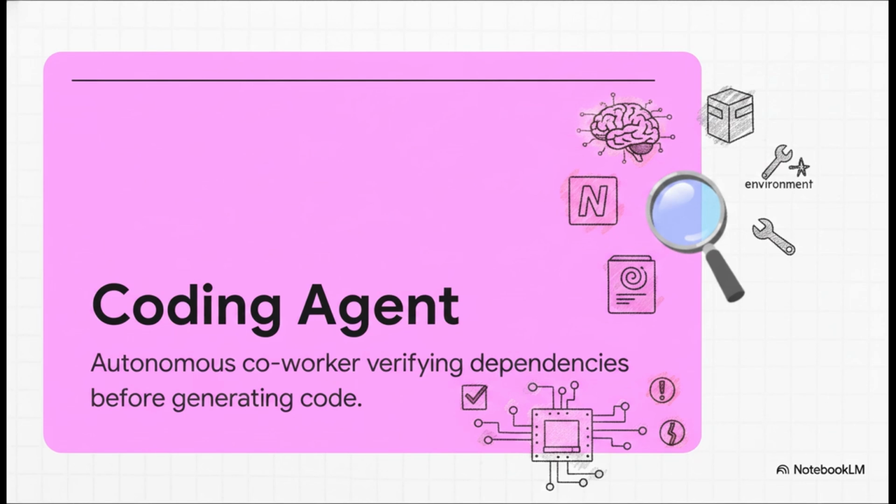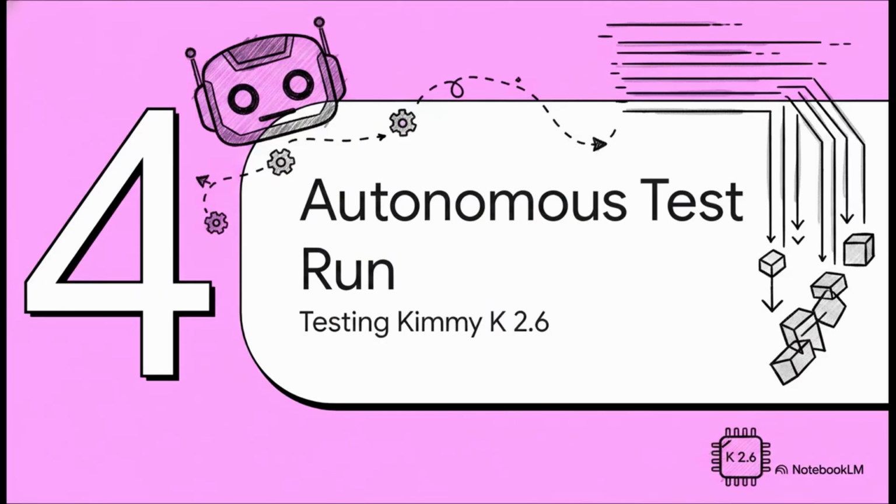Before it generates even a single line of code, it analyzes the task and actually verifies your system dependencies. It checks your environment to see if things like Node.js or your NPM packages are actually installed. If something's missing, it alerts you. A standard chatbot just spits out text and leaves you to figure out why on earth it won't compile. This agent actually checks your system like a real human developer would. All right, let's see this thing in action.